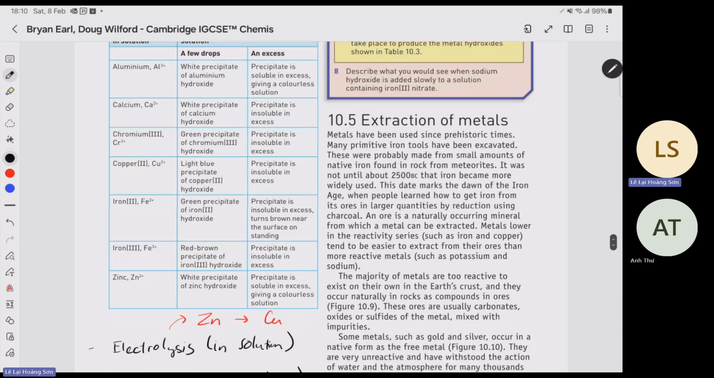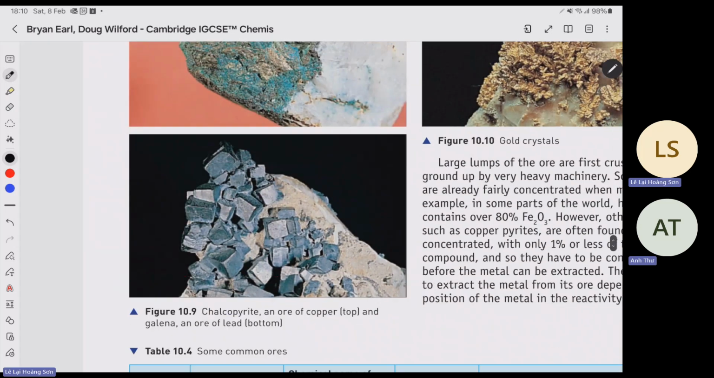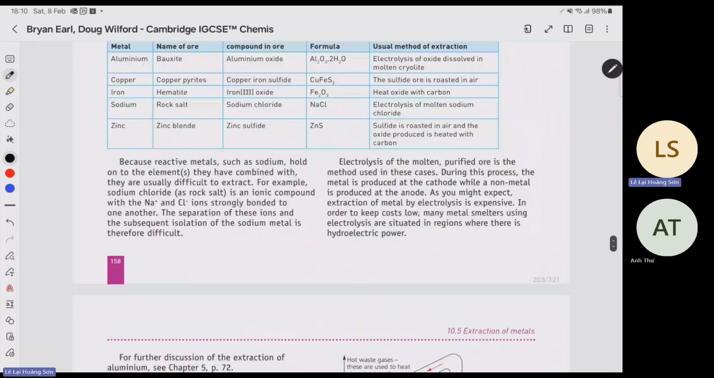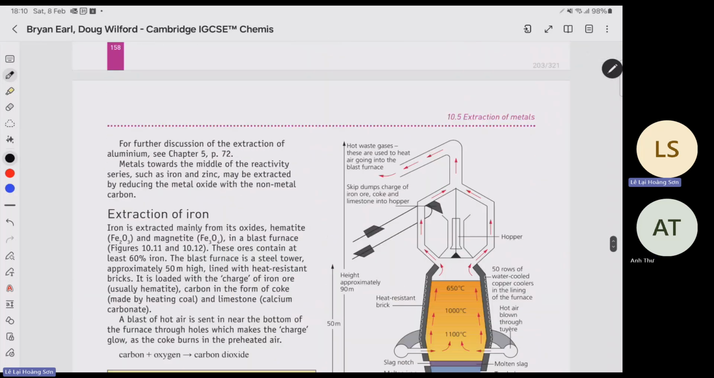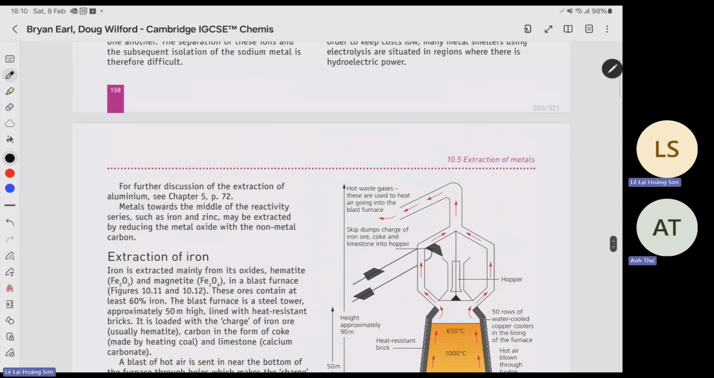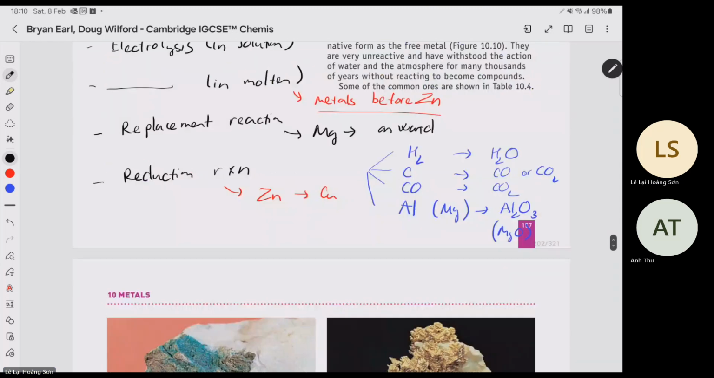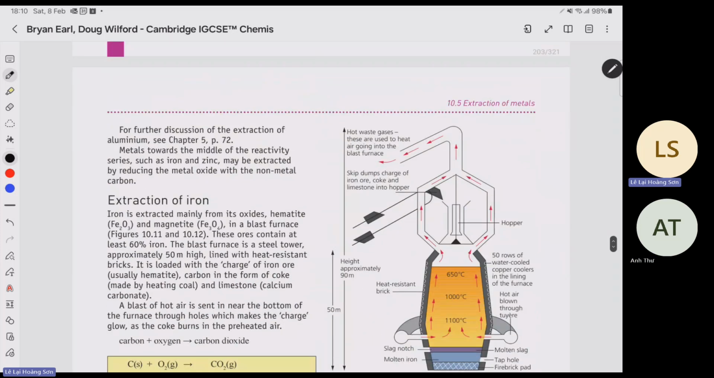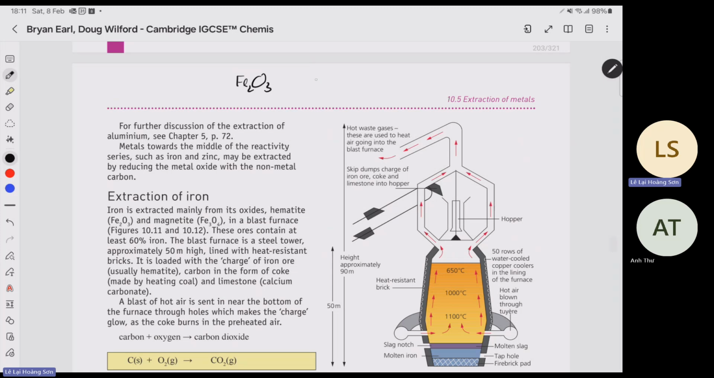Okay, let's move on to the next part. So last time we were talking about the extraction of iron, right? So I told you some of the materials that we need for the extraction of metals. We need coal, we need carbon, we need iron ore in the form of hematite, right? Hematite is the oxide form of iron, which is Fe2O3. We have the coke, and we need to have the hot air, right?